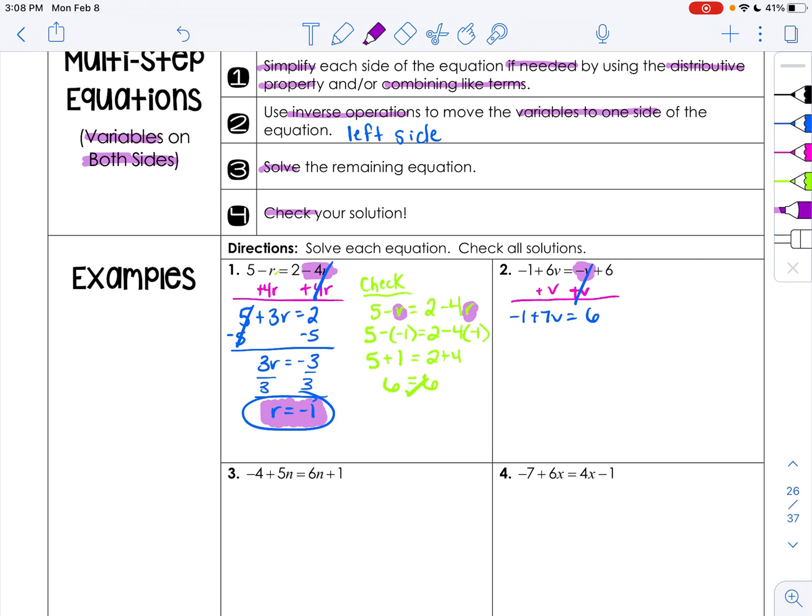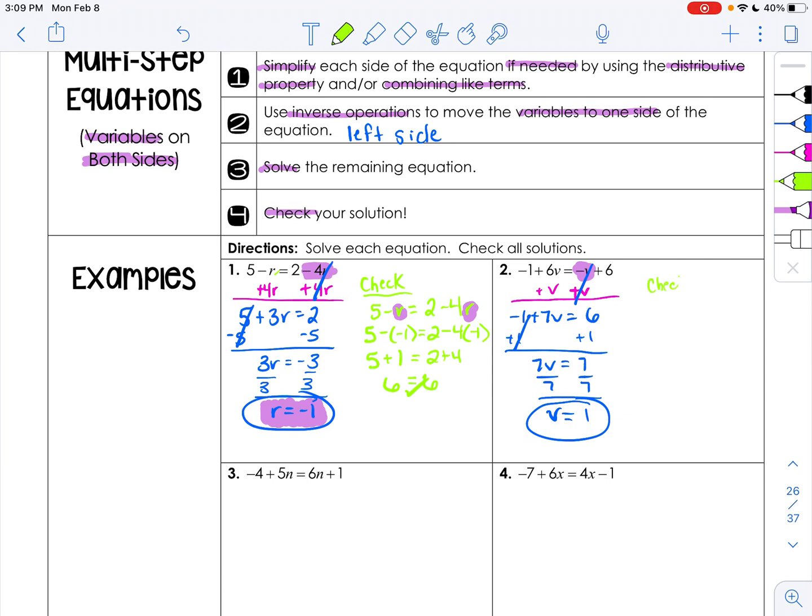From here, it's a two-step equation. So to solve it, we're going to add 1 to both sides. That gives me 7v equals 7, and then divide both sides by 7, just like we've done in our previous lessons. So I get v equals 1. We're going to check that.